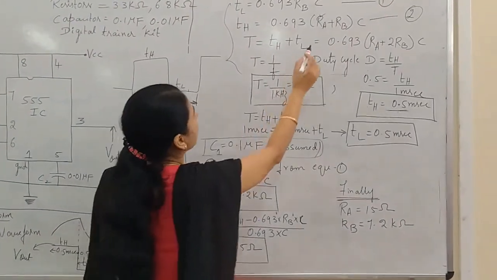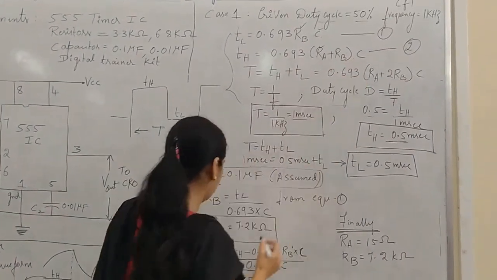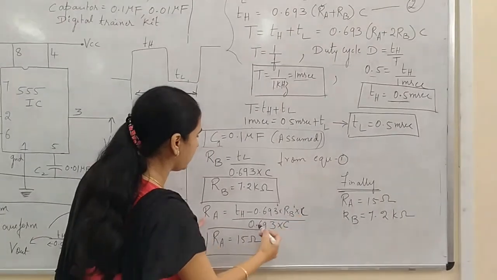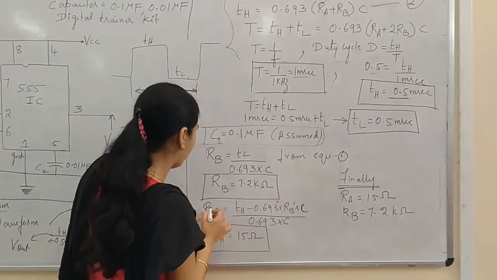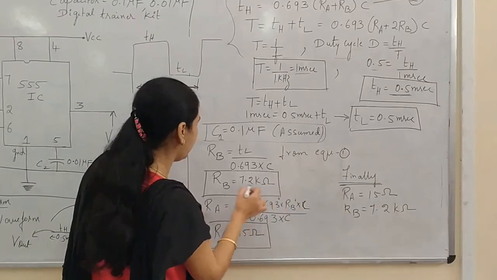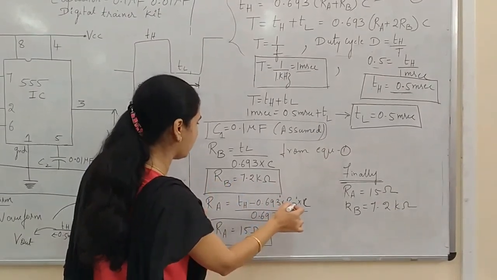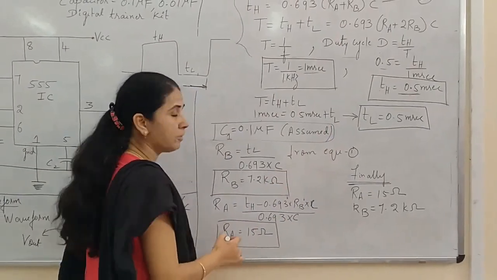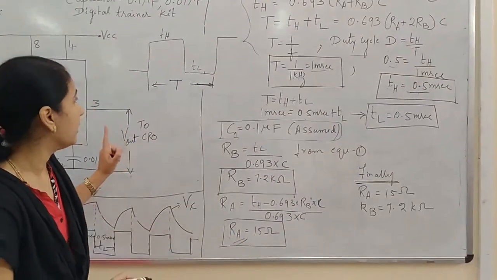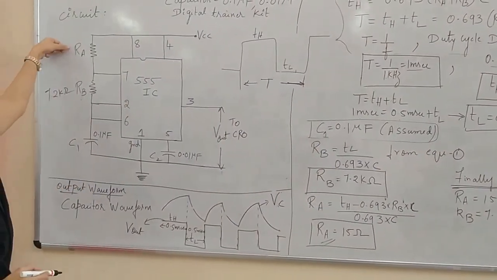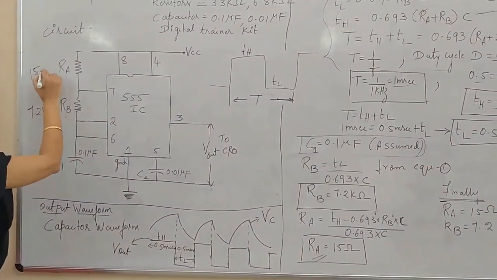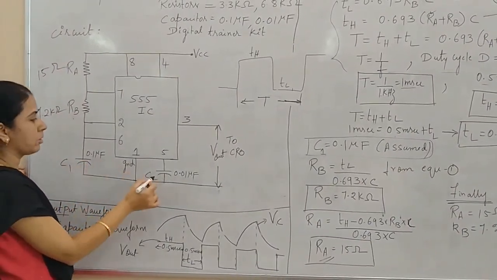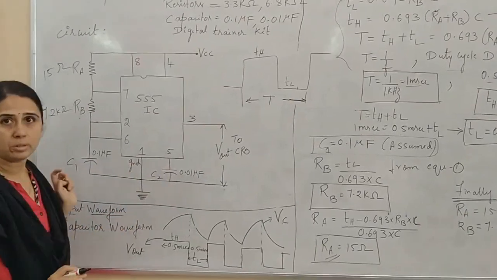To find out RA, use this formula: RA is equal to TH minus this into RB into C by 0.693 into C. To find out RA, I need the value of RB. We have already got the value of RB. Substitute the value of RB, C, TH value, and we get RA as 15 ohm. So we have finally designed a circuit. That means we have found out the value of RA as 15 ohm, RB as 7.2 kilo ohm. We have assumed C1 as 0.1 microfarad and C2 as 0.01 microfarad.